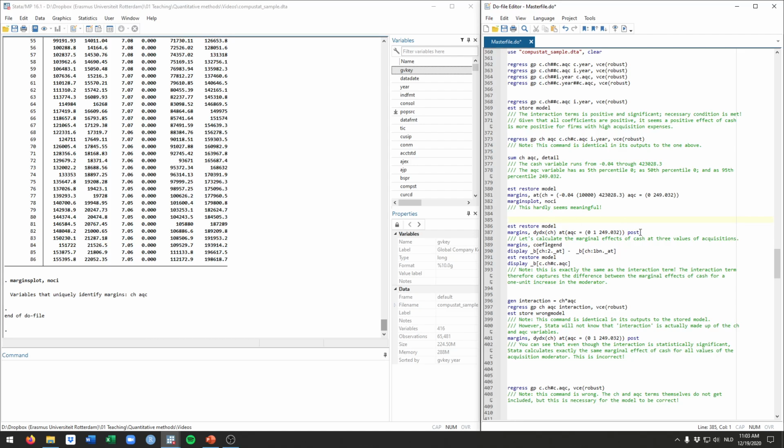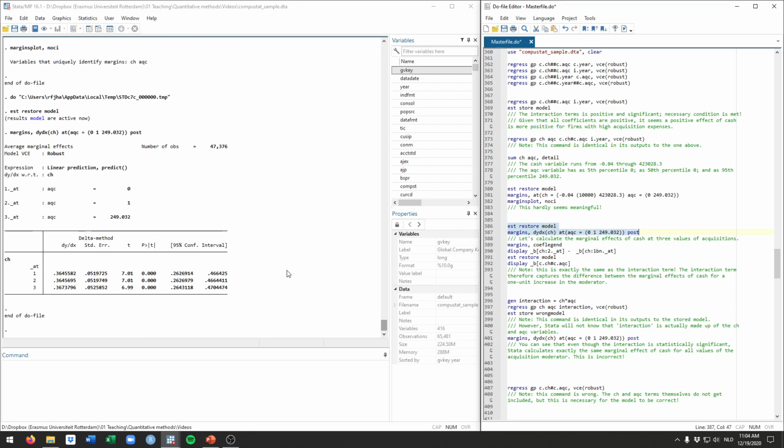Another way to look at it would be to calculate the marginal effects of cash, so that would be the slopes of those two lines that we just saw. Let's again restore the model, and then we use the margins command with dydx cash at these different values of acquisitions. I'm now adding 1 just to show you something soon, but this 0 was the 5th percentile and this was the 95th percentile.